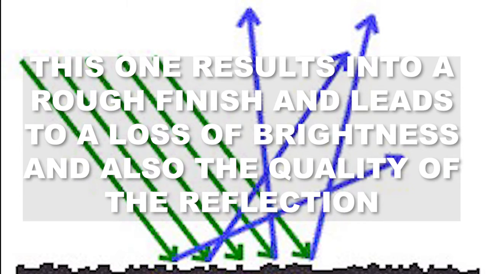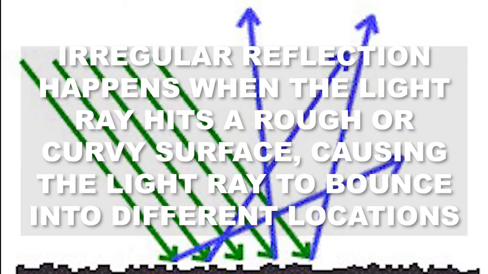The other one is called irregular or diffuse reflection. This one results in a rough finish and leads to a loss of brightness and also of the quality of the reflection. Irregular reflection happens when the light ray hits a rough or curvy surface, causing the light ray to bounce into different locations.